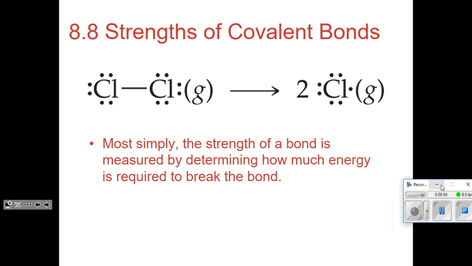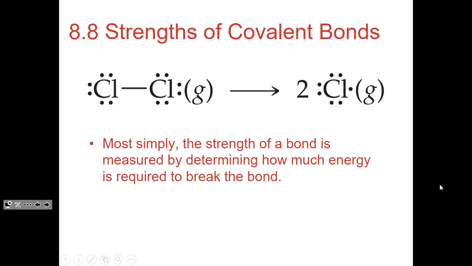Today we'll be looking at our last set of notes from Chapter 8. We'll be looking at the strength of bonds, or bond enthalpy, and how we can use them to calculate the enthalpy change in chemical reactions. Back in Chapter 5, we did delta H calculations using Hess's law and formation enthalpies. We can also estimate delta H's for reactions using bond enthalpies.